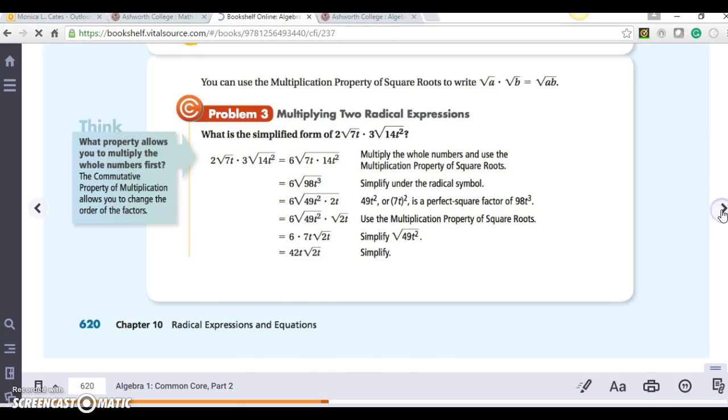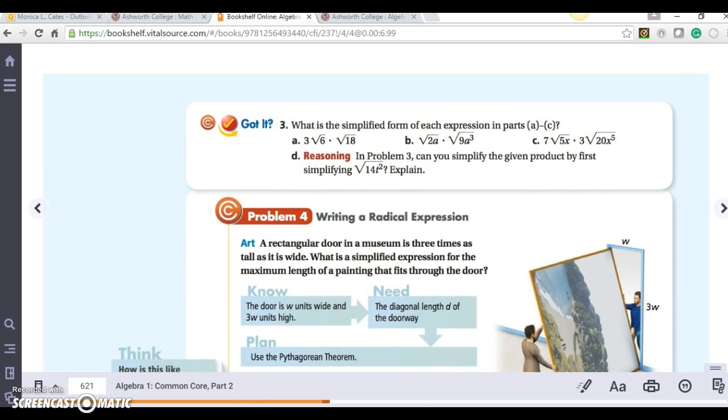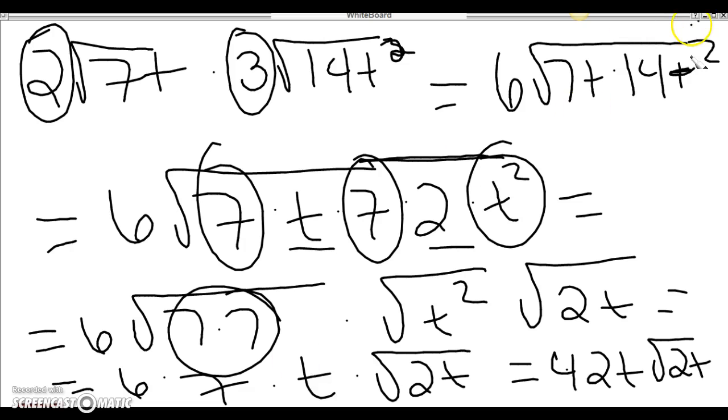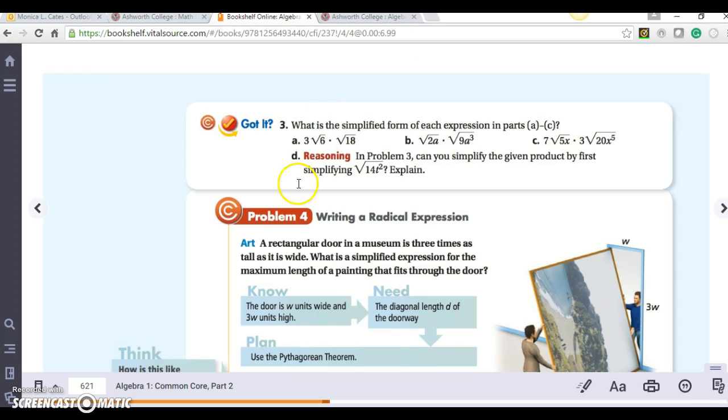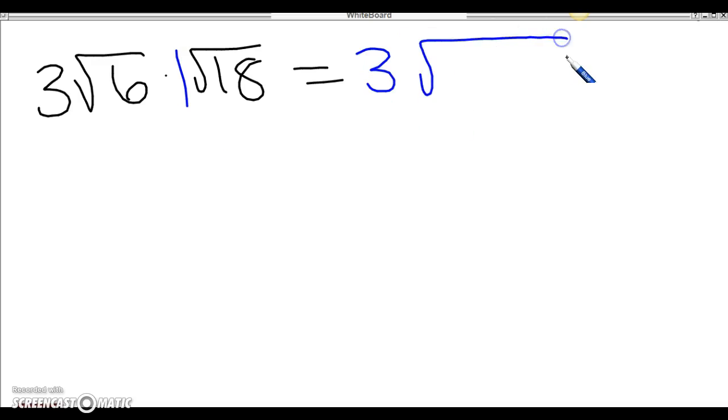Let's look at the Got It now. All right, it says what's the simplified form of each expression? So let's clear this out. The first one is 3 square root 6 times the square root of 18. And here this is an invisible 1, so 1 times 3 is just 3. And the square root of 6 times 18.